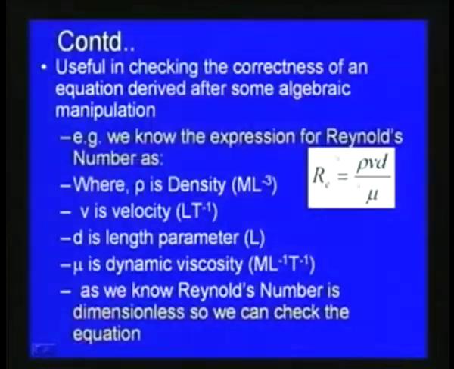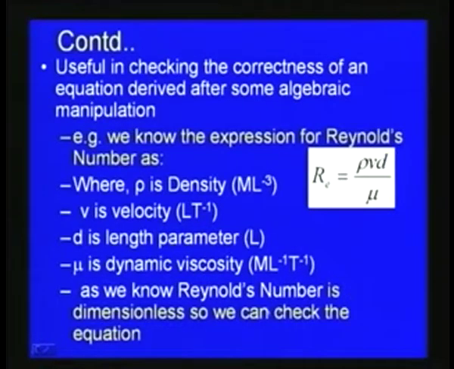For example, we know the expression for Reynolds number in pipes: Reynolds number is equal to rho V d by mu, where rho is the mass density of the fluid, V is the average velocity, d is the diameter of the pipe, and mu is the coefficient of dynamic viscosity. Here rho is density, the dimension is m L to the power minus 3, and V is the velocity, the dimension is L T to the power minus 1. d is the length parameter, diameter, so the dimension is L, and mu is the dynamic viscosity, the dimension is m L to the power minus 1 T to the power minus 1.